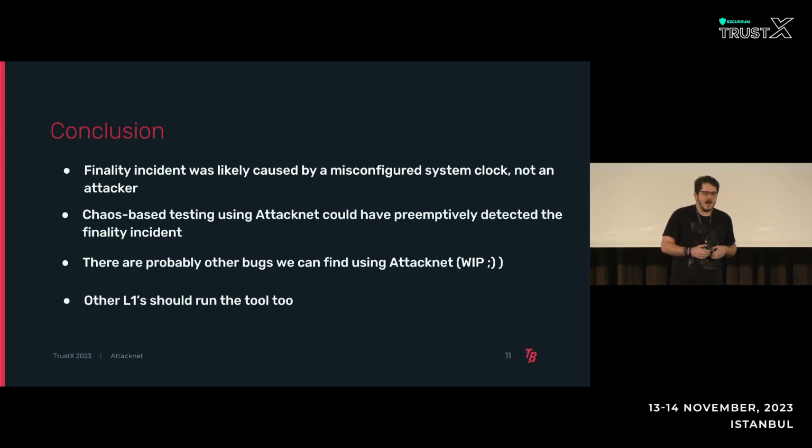Also, we weren't necessarily sure if this chaos testing method of introducing these faults was actually going to do anything or work. But I think that the fact we were able to reproduce this shows that this is a productive line of testing, and we should spend more time on it. There's also probably going to be other bugs that we can find with Attacknet. We're currently working on that right now. And if you happen to manage another L1 that doesn't use Geth, or if you made a lot of big changes to Geth, or big changes to Ethereum's consensus, you should probably run this too, because you're going to find bugs as well.